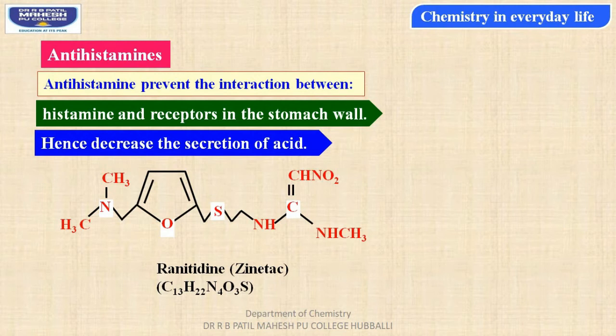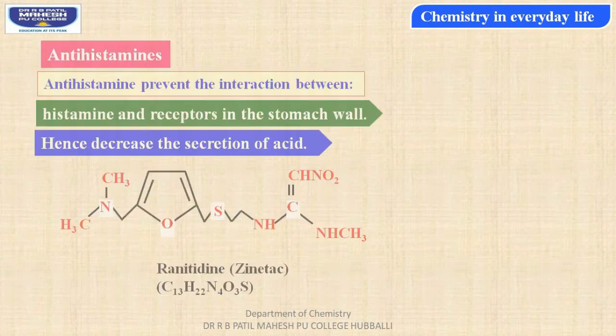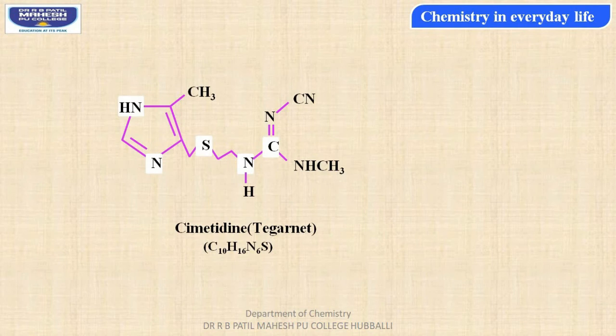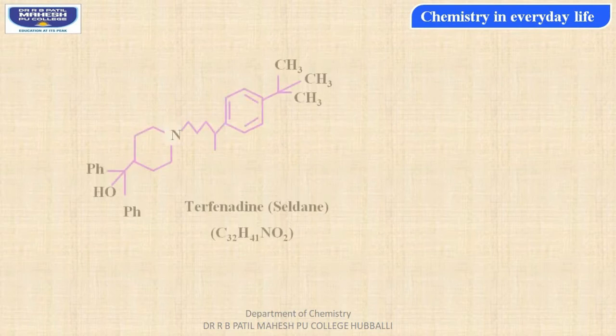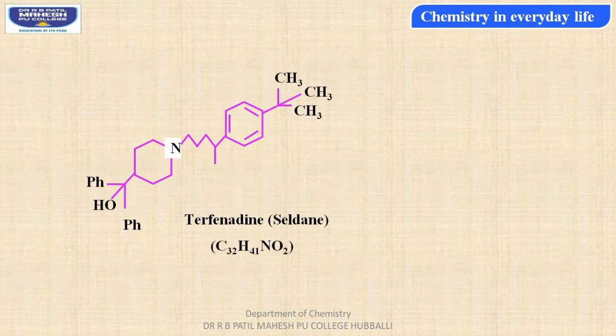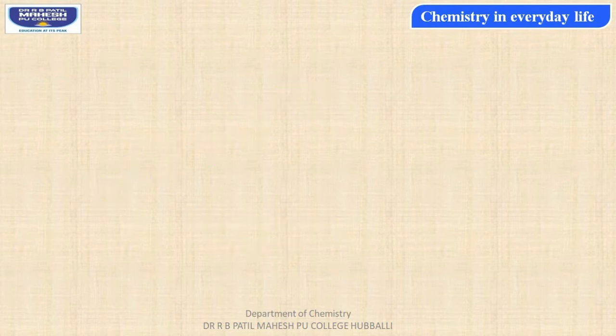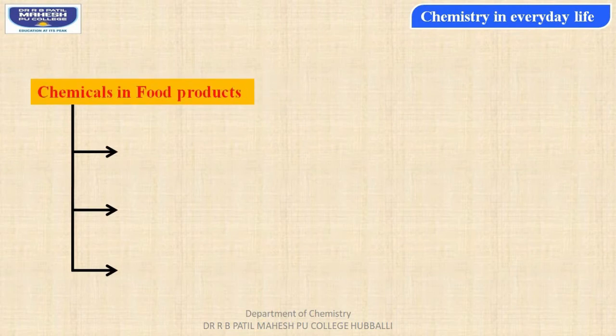One of the examples which we commonly consume in our day-to-day life when an acidic problem occurs is Zantac, which is also called ranitidine, with a molecular formula C13H22N4O3S. The second example of an antihistamine is cimetidine with a molecular formula C10H16N6S. And the third example is Seldane with a molecular formula C32H41NO2.